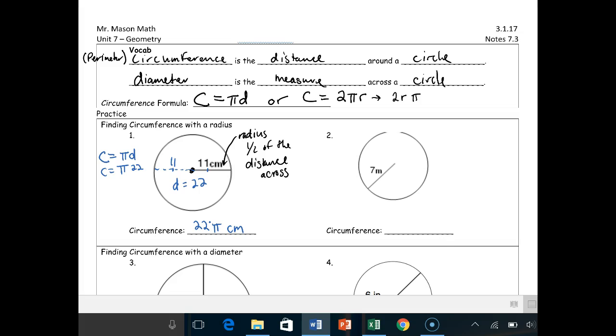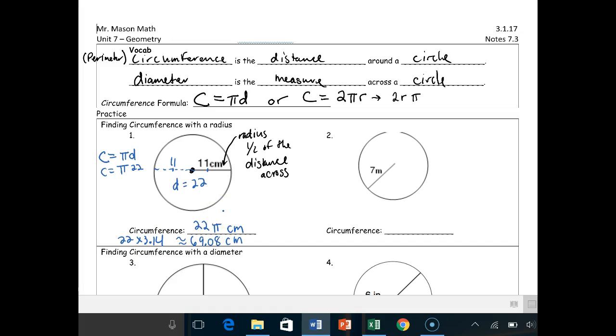So if you did that, it still would be an approximation. 22 times 3.14, that'd be about 69.08 centimeters, right? That would be if I did 22 times 3.14. But I'm going to allow you to leave pi in your answer today.